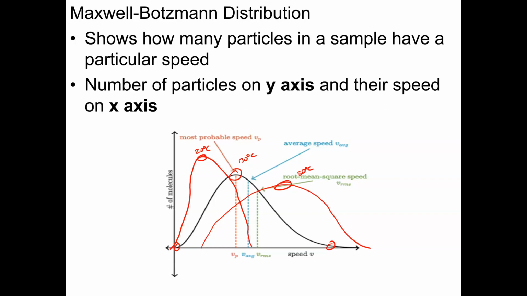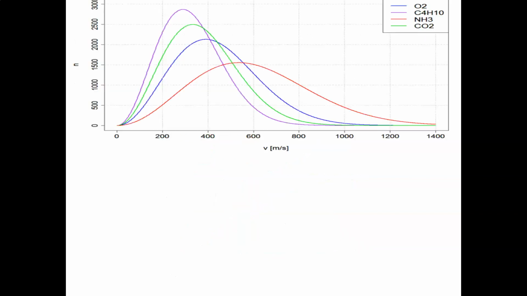Number of particles on the y-axis and the speed is on the x-axis. So we already talked about that. All right, this is different gases. Instead of one gas at different temperatures, you have 4 different gases. So remember what I showed you earlier, how as you go to the left, the hump gets narrower and narrower. That's what this is showing you.